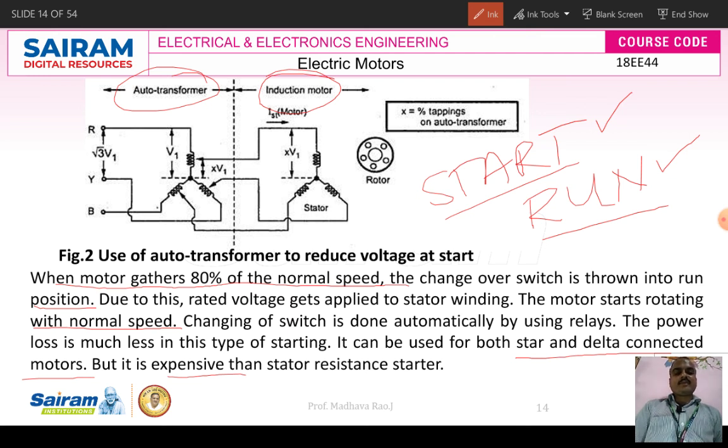We always use the star delta type starter, since it is less cost and less maintenance, and we can use it wherever we want. The star delta starter method is more popular than the other methods.